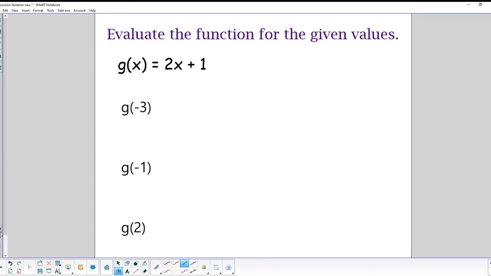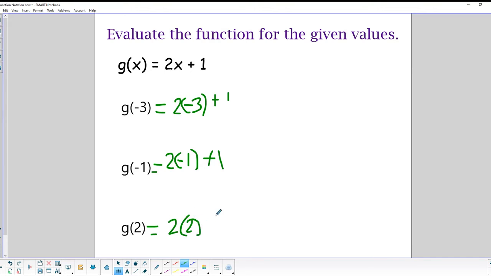All right, so how about this one? We got g of x equals 2x plus 1. And what happens if I put in -3, -1, and 2? So then all I would do is write 2 times -3 plus 1, or 2 times -1 plus 1, or in this last one, 2 times 2 plus 1. And of course, the final answer for each one, 2 times -3 is -6.